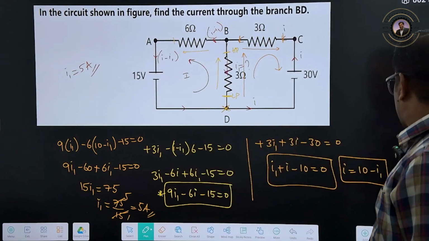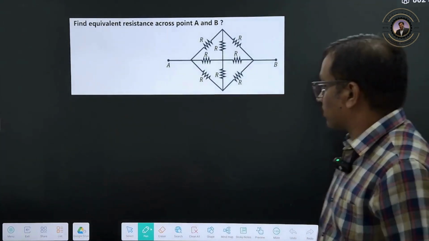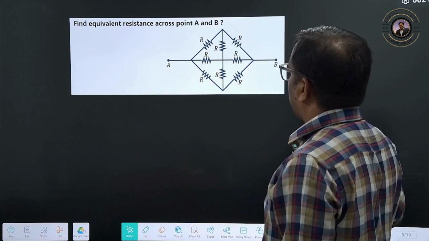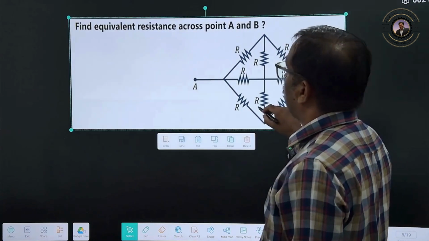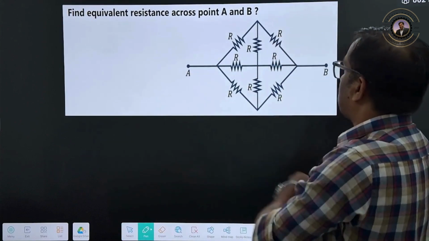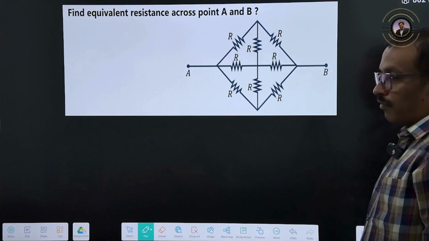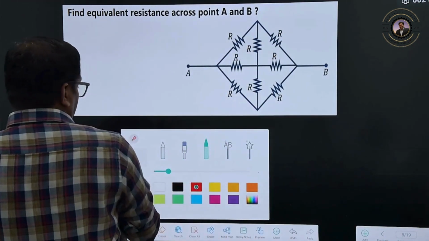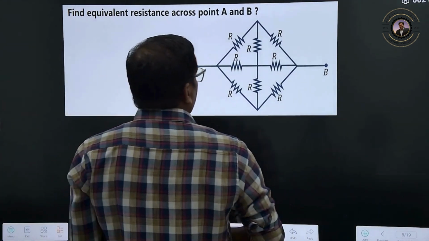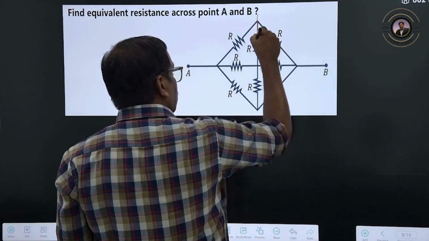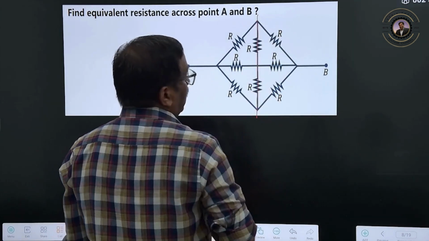Clear? Now let us go for one more question. Find the equivalent resistance across AB. For this type of problem, you can check it as symmetry. I already told you in the previous video. So here we want to calculate it, so if you draw this one, this is like a symmetry.